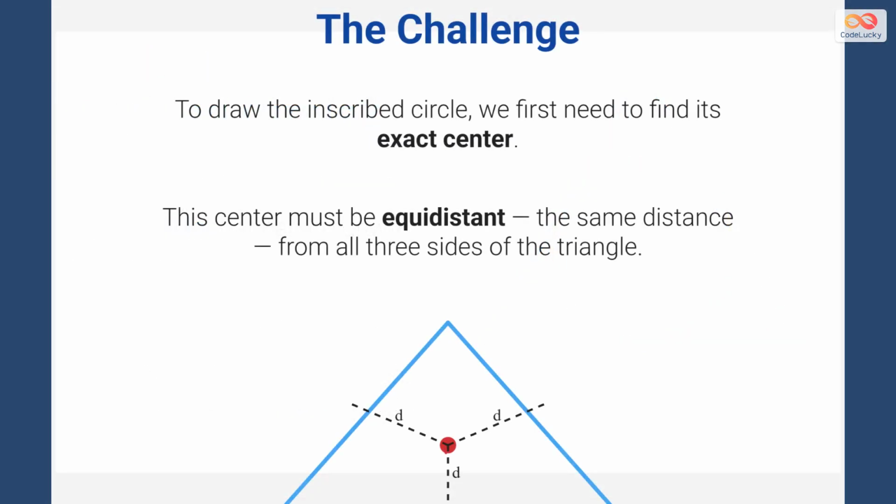Here is the main puzzle we need to solve. Before we can draw this circle, we must locate its precise center. The most important rule for this center point is that it must be equidistant, which means it has to be the exact same distance from all three sides of the triangle.